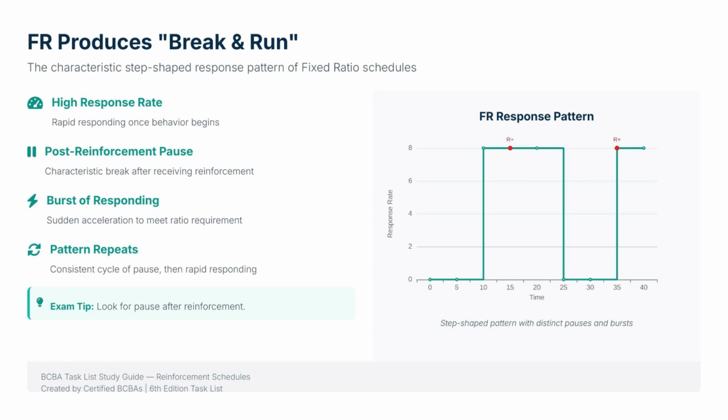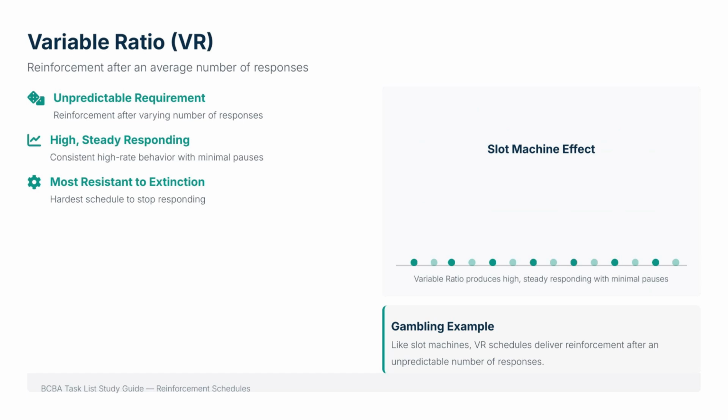Now let's compare that with a schedule that produces even higher and steadier responding: variable ratio. Variable ratio schedules deliver reinforcement after an average number of responses. Because the requirement is unpredictable, the learner cannot anticipate when reinforcement will occur. This produces very high, steady response rates with minimal pauses. A classic example is gambling. Slot machines operate on variable ratio schedules. VR schedules produce the highest response rates and the greatest resistance to extinction.